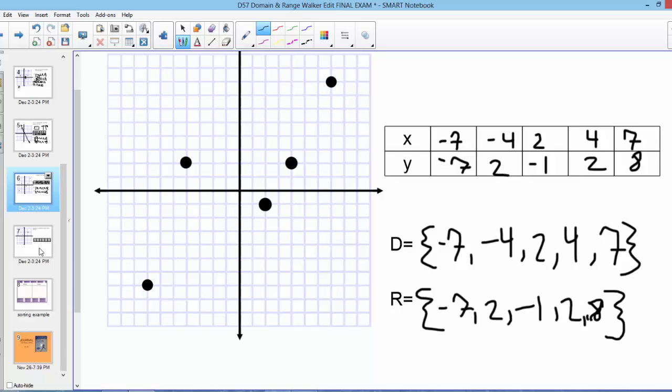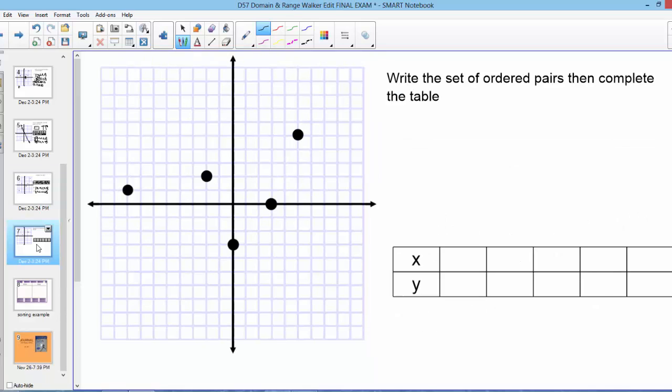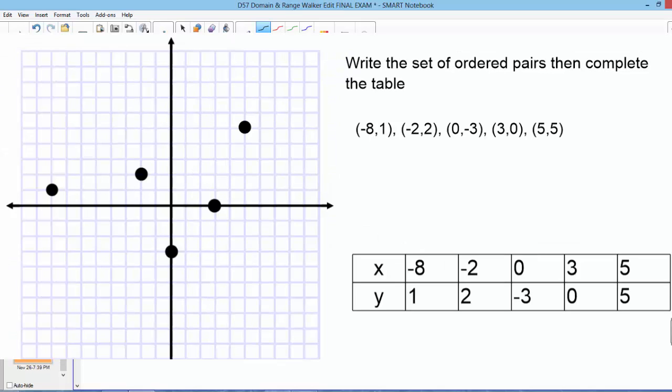And now, I want you all to do this one yourselves. So, pause the video, take a moment to write the ordered pairs, and then complete the table. Okay, I hope you have had enough time to complete the table and write out your ordered pairs, and they should look like mine.